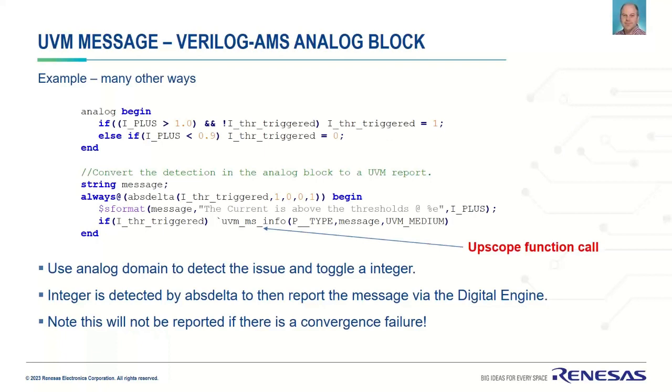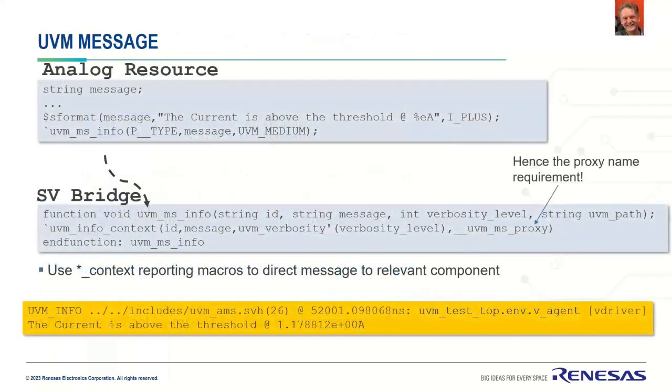I format a message. You can't use $sformatf in Verilog AMS. I wish you could. So you have to form a message into a string. I know strings aren't really well supported, but that part does work. And then if it's triggered to 1, I call the macro, and I can use the UVM verbosity settings, and then that upscoping all works nicely. So over to you, Stephen.